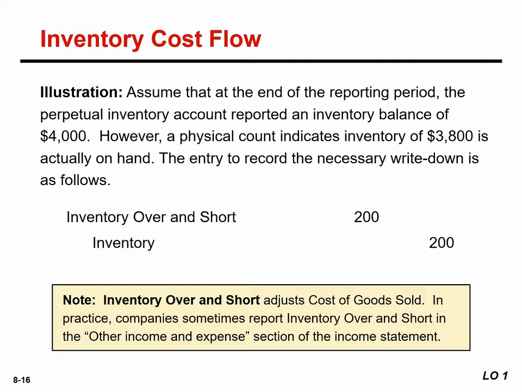How will this account, inventory over and short, be accounted for in the income statement? Either it will adjust the cost of goods sold, which is one way to do it, increasing the amount of cost of goods sold, or some companies might report it in other income and expense. So either you debit cost of goods sold by 200 for this difference, or you record it in inventory over and short, and you keep this as an expense in other income and expense in the income statement.